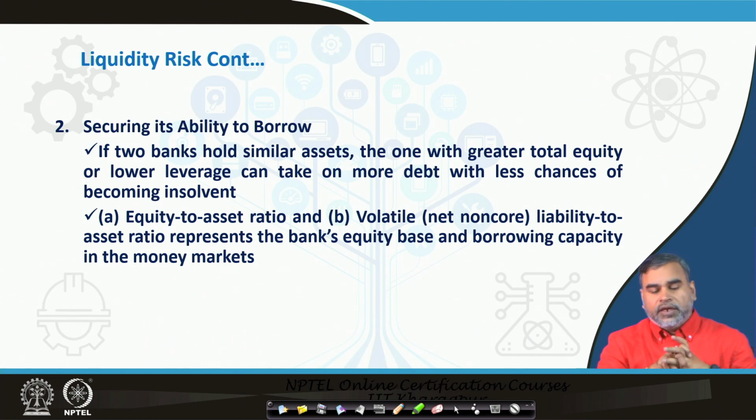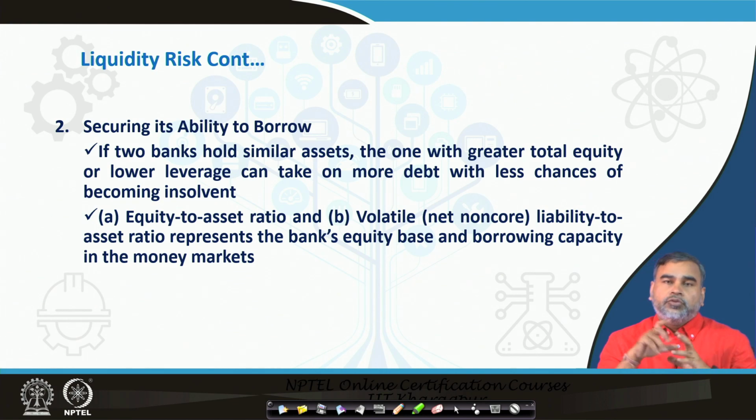So, how can we think of or measure this? It can be measured through the equity to total asset ratio and the volatile liability to asset ratio, which represent the bank's equity base and borrowing capacity in the money markets. For example, if the liability to asset ratio is relatively low, it is easy for that bank to borrow from the money market, compared to banks that already have higher liability.